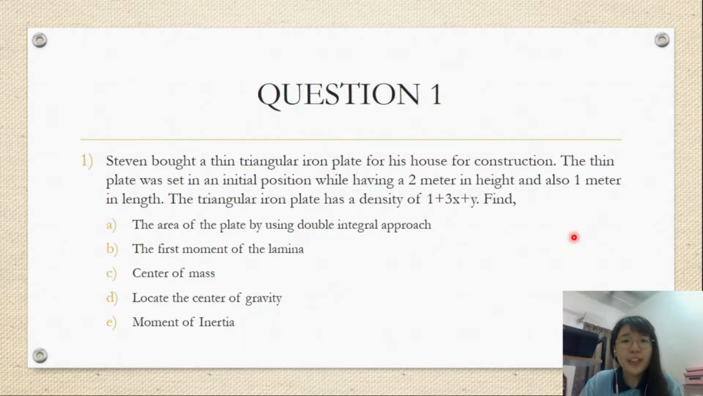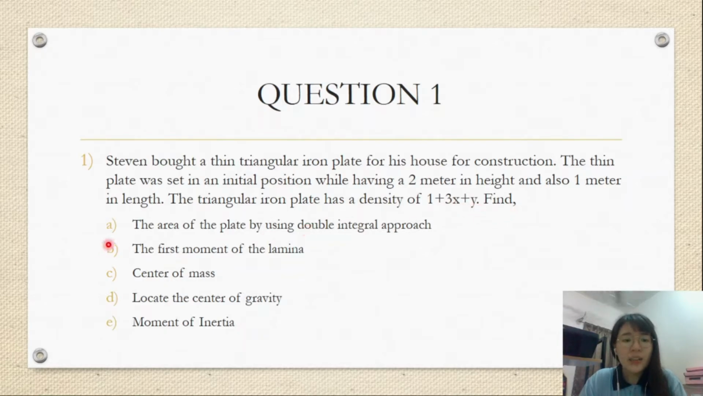I'm CHEE. Now I'm presenting the question and also the solution for this assignment. The full working of this solution will be sent in PDF form via ULearn. Now, looking at our question: Steven bought a thin triangular iron plate for his house construction. The thin plate was set in an inertial position, having a height of 2 meters and a length of 1 meter. The triangular iron plate has a density of 1 plus 3x plus y.